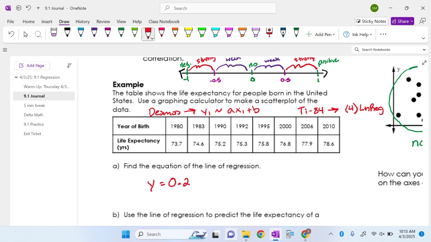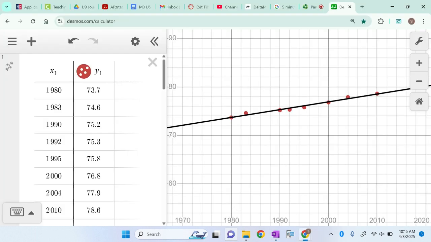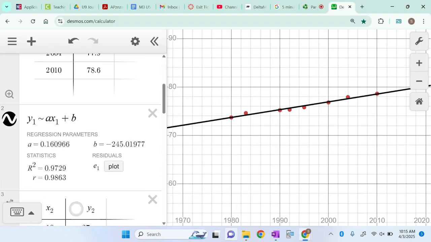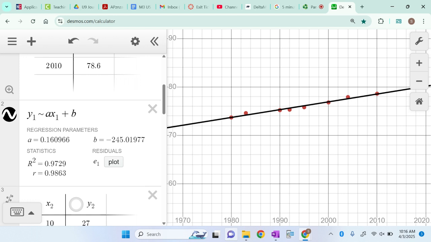0.15 or 0.2x, because we rounded to the nearest tenth, so one decimal place. What was your b value? Negative 237.3. All right. So I did my regression in Desmos. I put the table in first, and then I put in y1, x1 plus b.